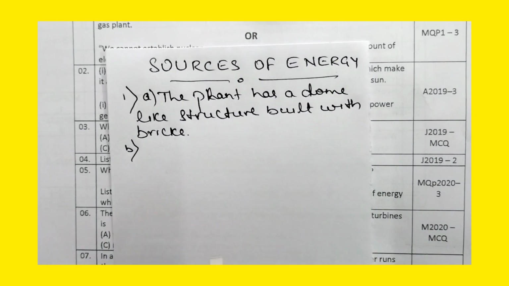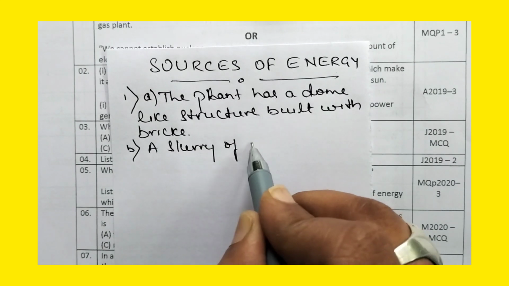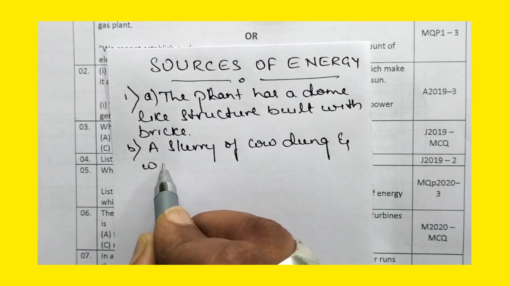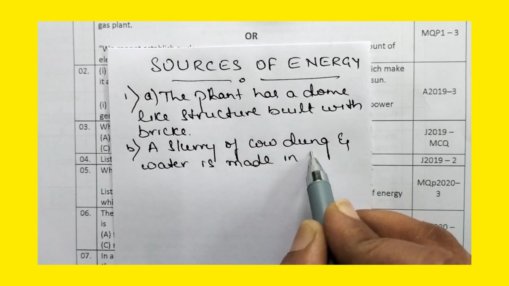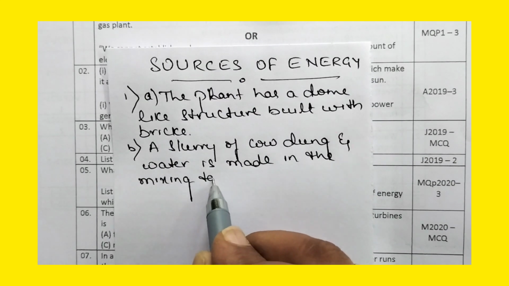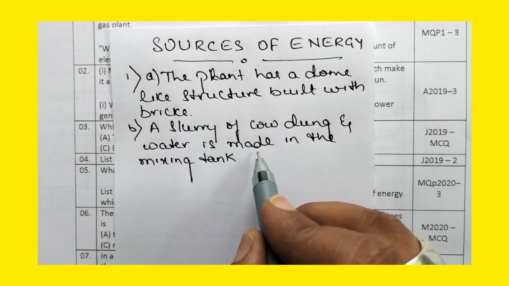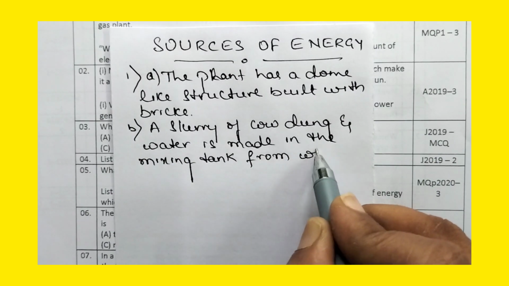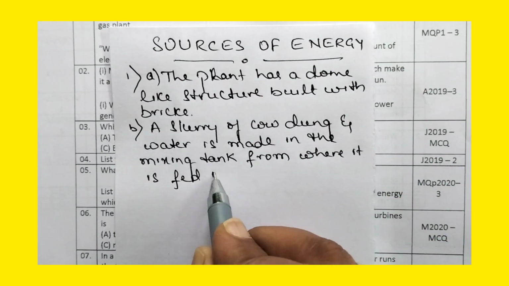Then second point, a slurry of cow dung and water is made in the mixing tank. So the mixing tank is there. In that, a slurry, that is a mixture of cow dung and water, is made in the mixing tank, from where it is fed into the digester.